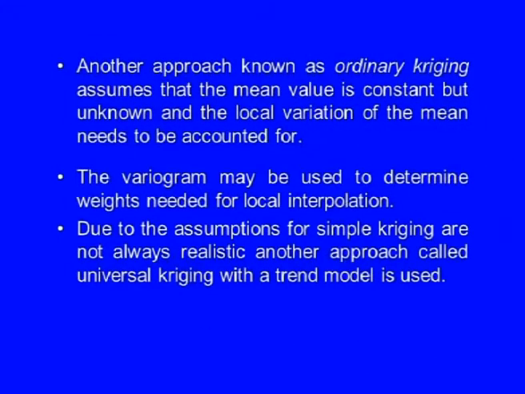Another approach, known as ordinary kriging, assumes that the mean value is constant but unknown, and the local variation of the mean needs to be accounted for. The variogram may be used to determine weights needed for local interpolation. Because the assumptions of simple kriging are not always realistic, another approach called universal kriging with a trend model is used.